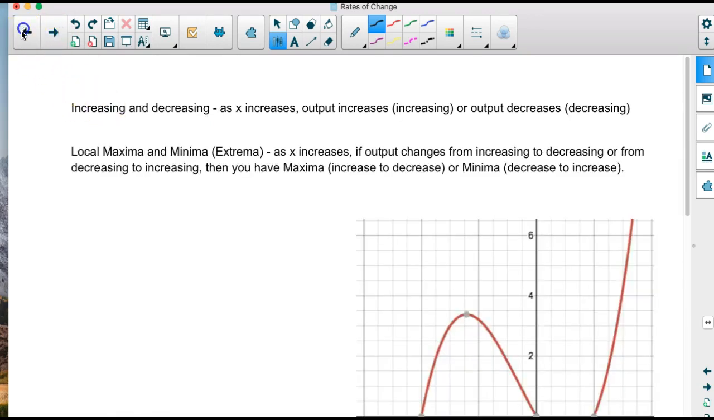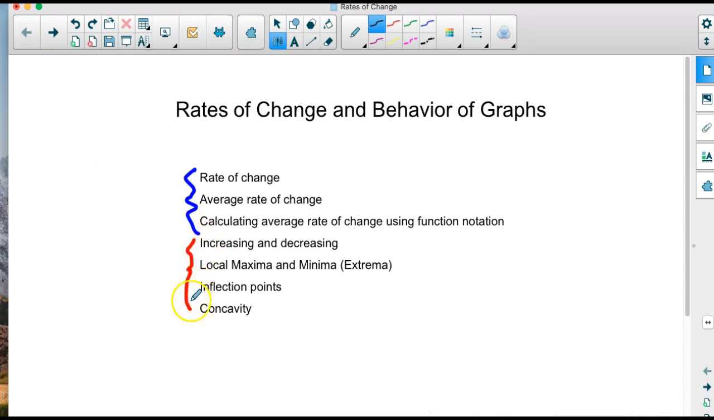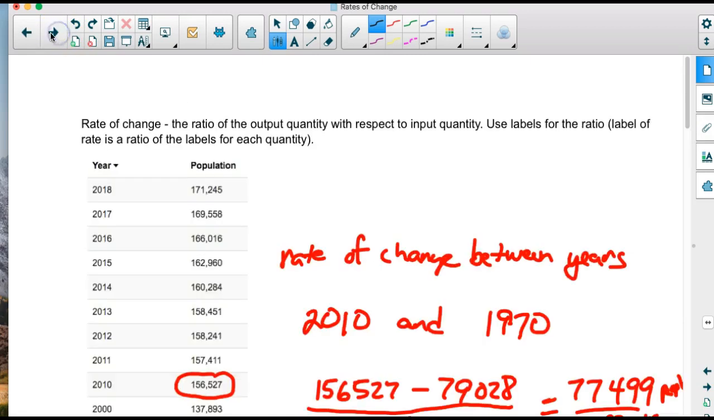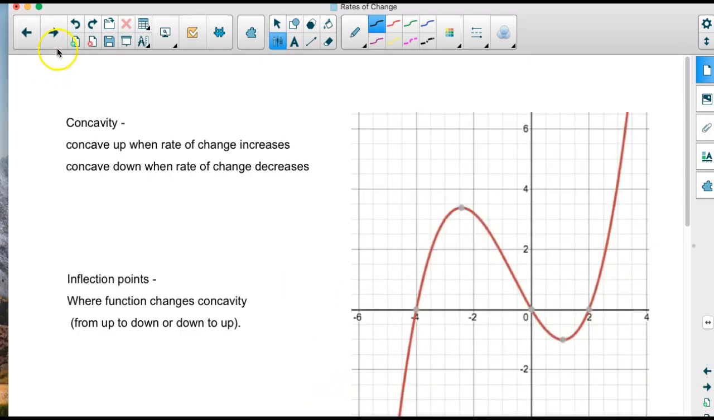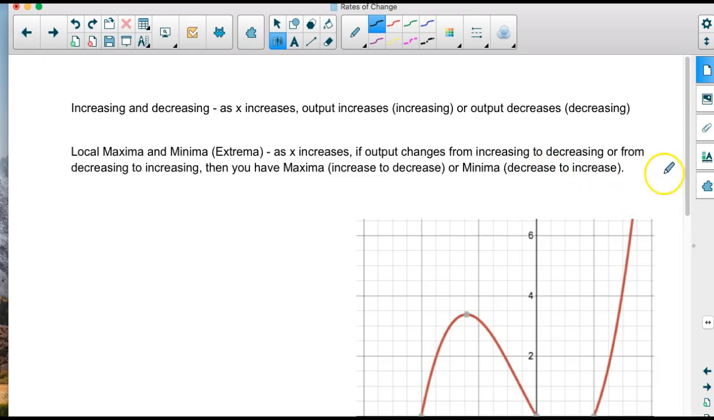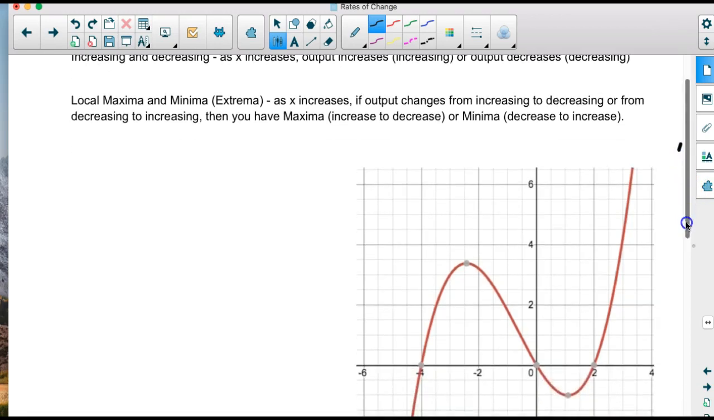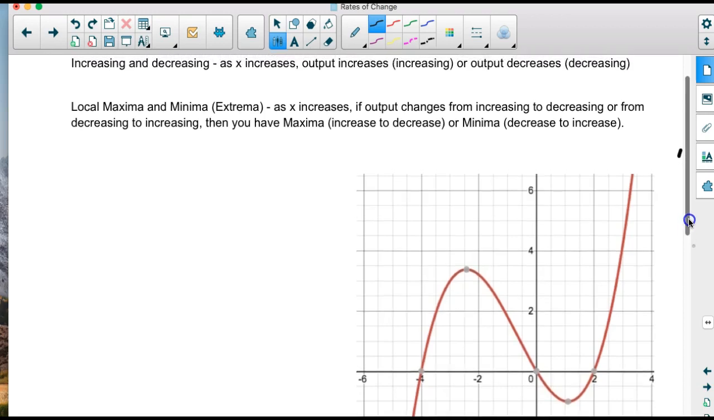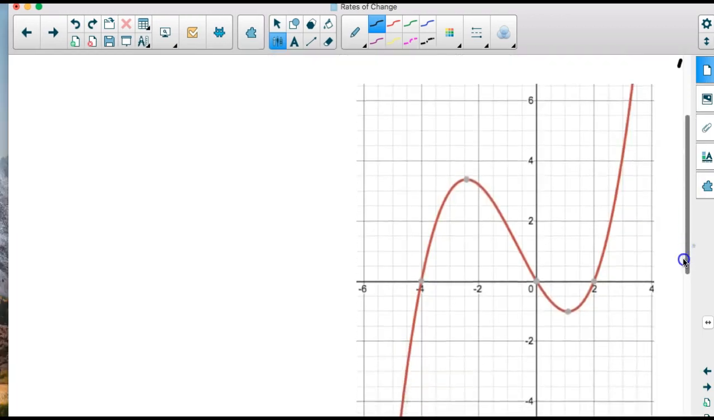So we're moving on to increasing and decreasing, local max, local minimum, inflection points, and concavity. So we're moving off from rates of change to those topics. So an increasing function, as you move right, your output increases. If you move right, you're increasing for x, and the output decreases, that's a decreasing function. And you have local maximums and minimums when those increasing and decreasing values change. If we're increasing, then we're decreasing, then it's going to change.